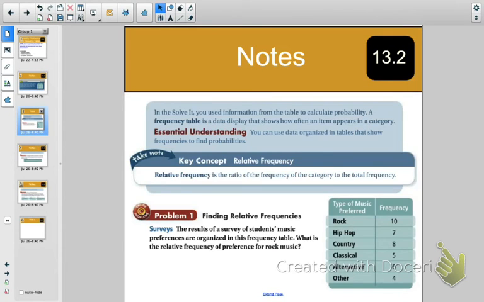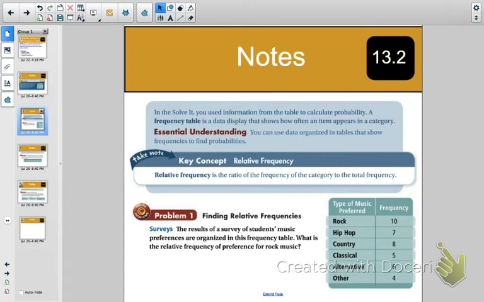All right. Relative frequency. Well, a frequency table is what we were looking at before. It's a data display that shows you how often an item appears in a category. So those are categorical. Relative frequency is the ratio of the category to the total frequency. So you're basically just changing those into decimals or percentages.